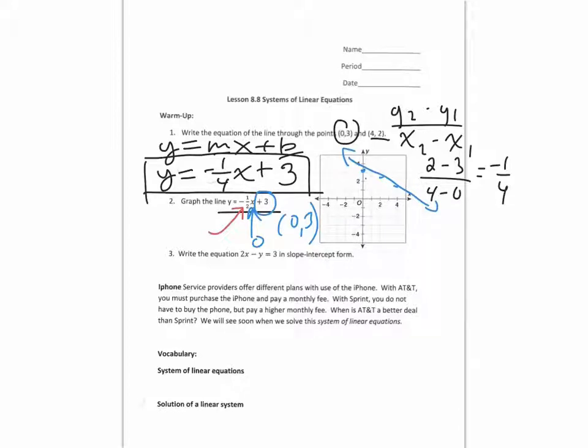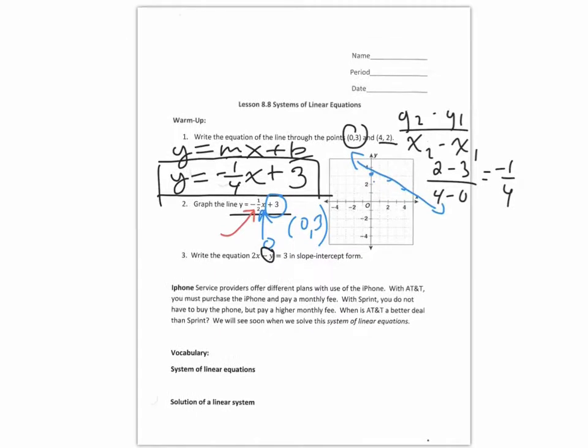In question 3, we're asked to write the equation 2x - y = 3 in slope-intercept form, which means I need to solve this equation for y. I'm going to start by subtracting 2x from both sides, which would give me -y = -2x + 3. Last step would be to divide both sides by negative 1, because I really just want y, I don't want negative y, and that's just going to change the signs around on both sides here.